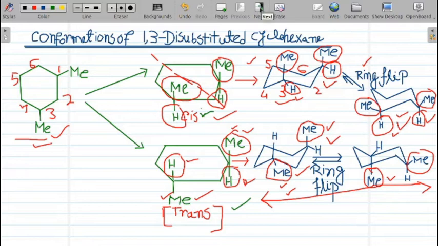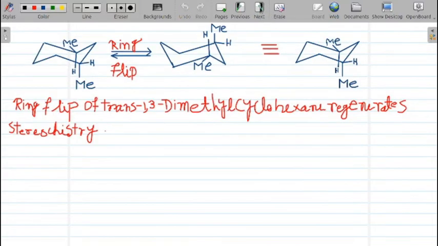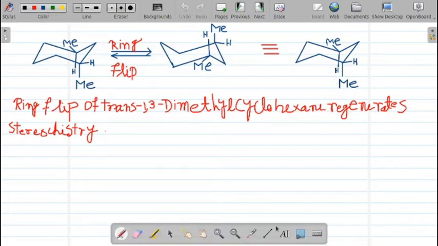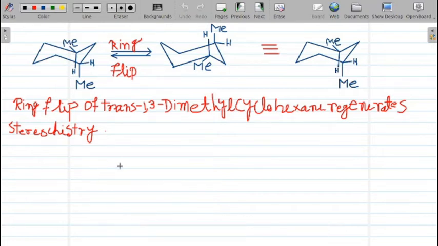And here we will discuss the optical inactivity of cis 1,3 dimethyl cyclohexane. First we will draw the cis 1,3 dimethyl cyclohexane.